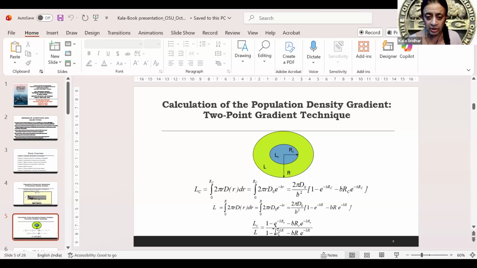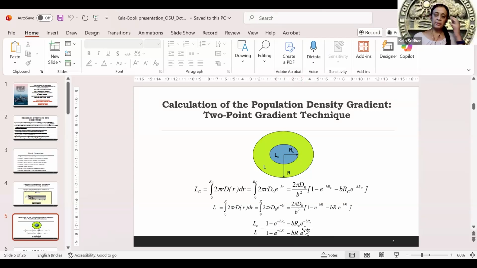B, because here LC is the population centricity, L is the population metropolitan area, RC is the radius of centricity, R is the radius of the metropolitan area, all of which are known, and E is just the exponent, which is a constant, and it's only B which is actually unknown, which can be easily solved for using this equation.